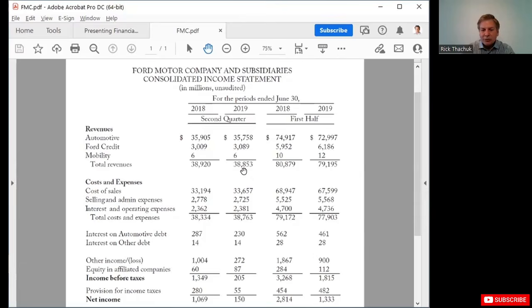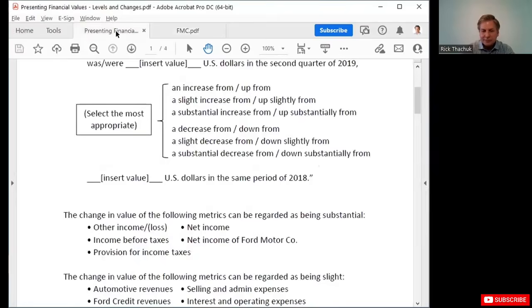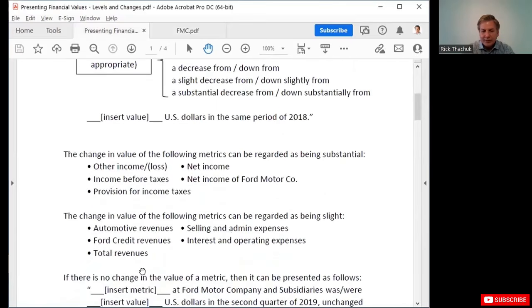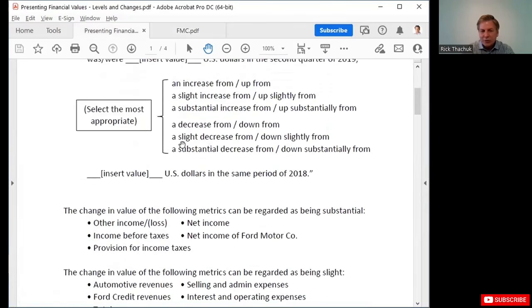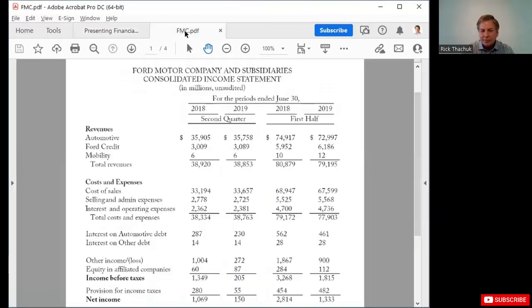Can you try total revenues? Now let's look for a minute at the change. Well, it went from here to here, so that's a decrease. Is this slight, substantial, or none of the above? Well, let's take a look. I see total revenues here, so it is a slight. The change is slight, and it's down, so you'll be saying a slight decrease from or down slightly from. Okay, do you want to go ahead and present total revenues, that change?